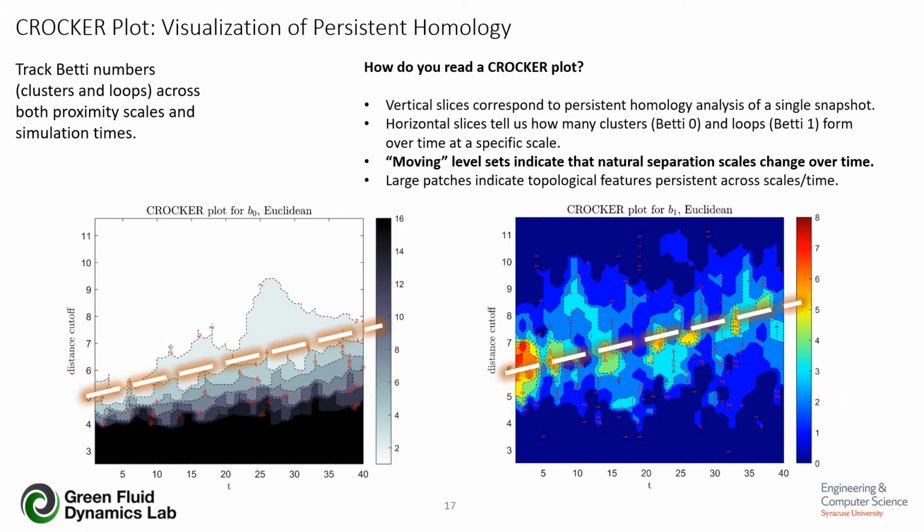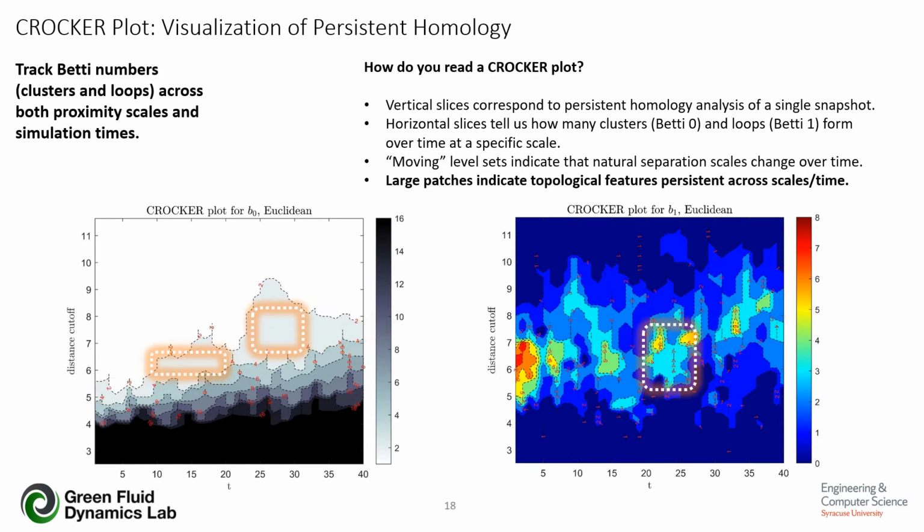Moving level sets indicate that natural separation scales change over time, while large patches indicate that the topological features are persistent across scale and time. So these are the advantages of the Crocker plot, that we can observe the persistence in a 2D way.